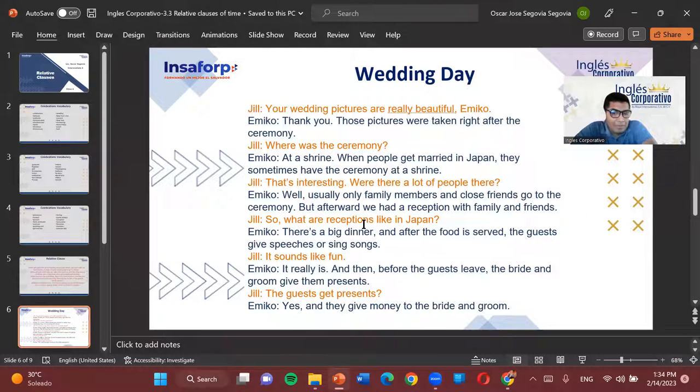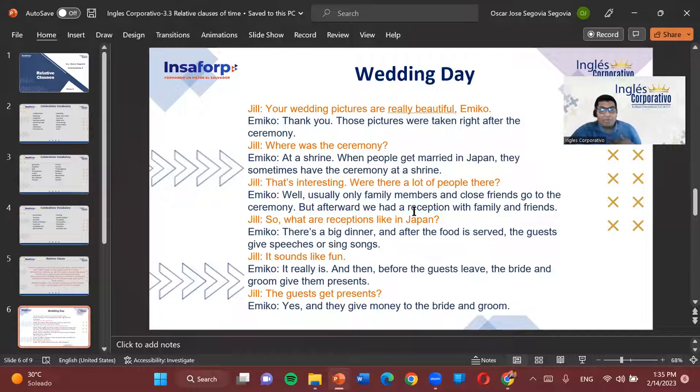So what are receptions like in Japan? There is a big dinner. And after the food is served, the guests give speeches and sing songs. It sounds like fun. It really is. And then, before the guests leave, the bride and groom give them presents. The guests get presents? Yes. And they give money to the bride and groom.